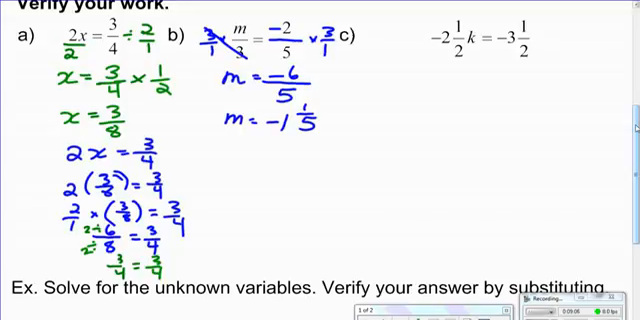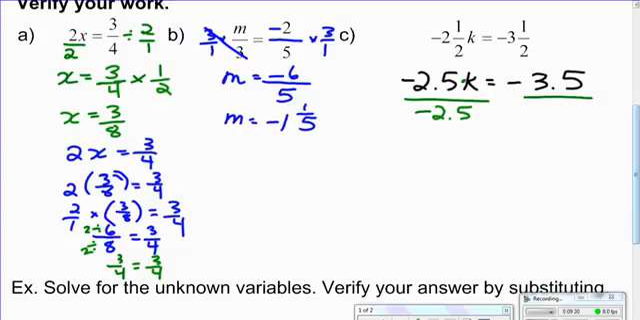So this example, I know that when I have halves, those are really easy decimals to make, so I'm going to turn them into decimals. So -2.5 times k is equal to -3.5. So sometimes if you can put them into decimals, it might make your life a little easier. So now we notice that we have a coefficient in front of our variable, so it's being multiplied. In order to isolate, we do the opposite. So -2.5 divided by -2.5 gives us 1k, and -3.5 divided by -2.5 is going to give us a positive. Negative divided by negative is positive, 1.4.